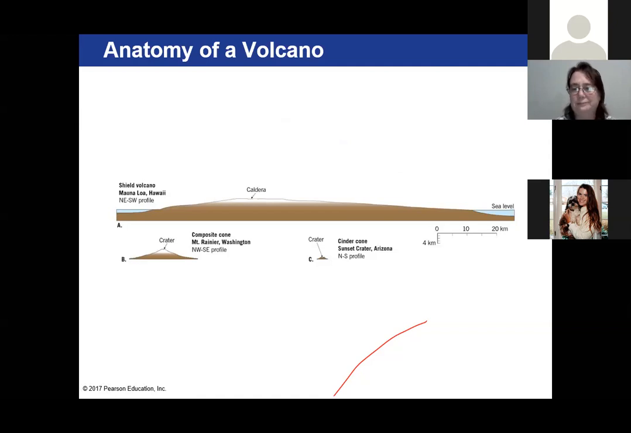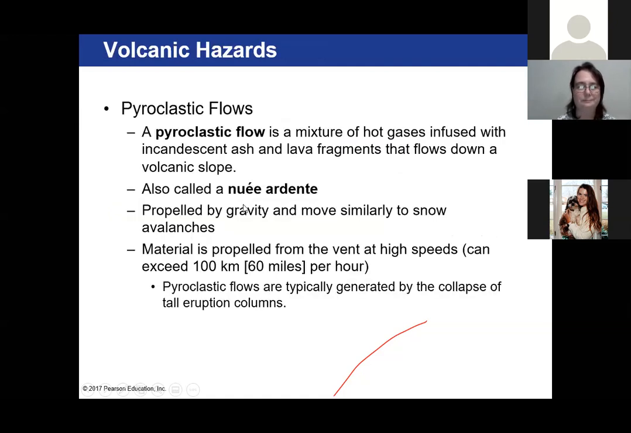So here's the relative sizes of the different types of volcanoes. A shield volcano, a cinder cone, very tiny, and a composite cone. Mount Rainier, Mount St. Helens.